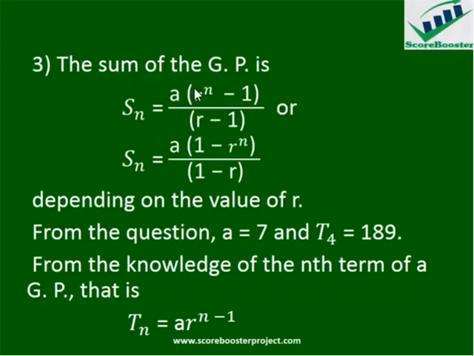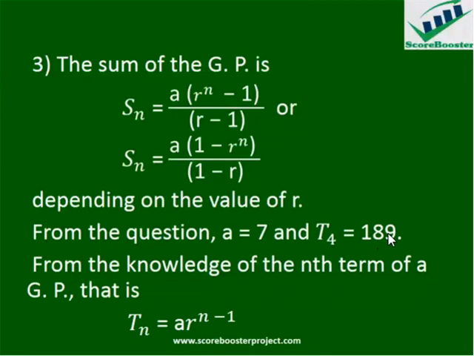So these are the 2 formulae for obtaining the sum of the first n terms of a geometric progression. The first one is for r greater than 1 and the second is for r less than 1. So from the question, the value of the first term is 7 and the value of the fourth term, which we all know that we can represent with T4, equals 189.